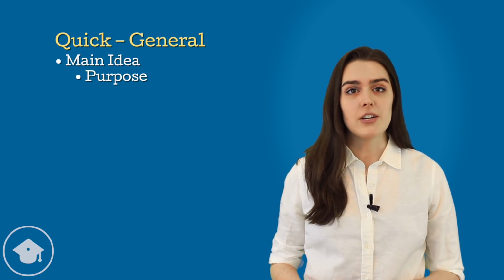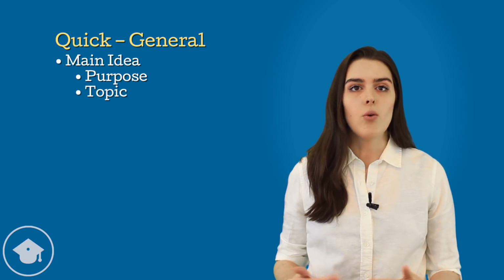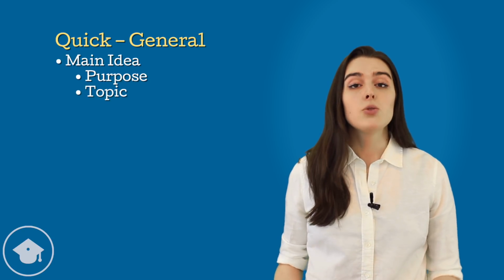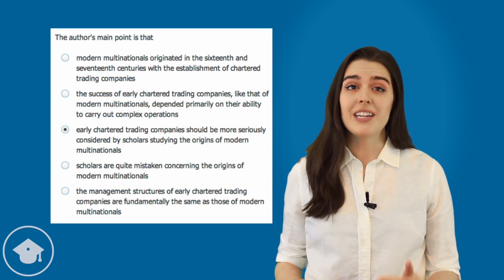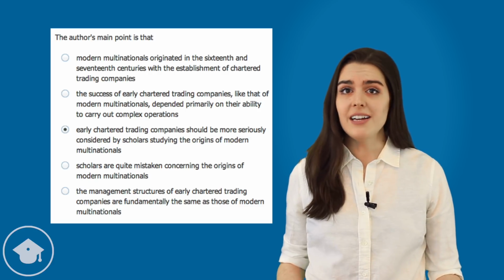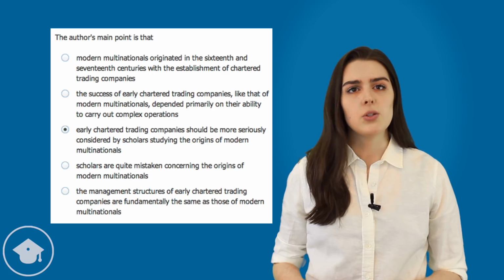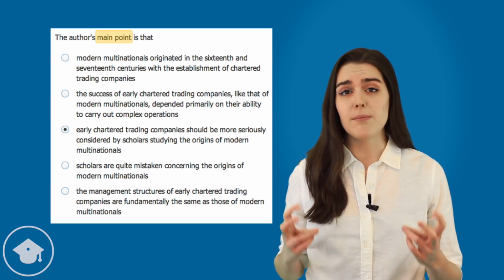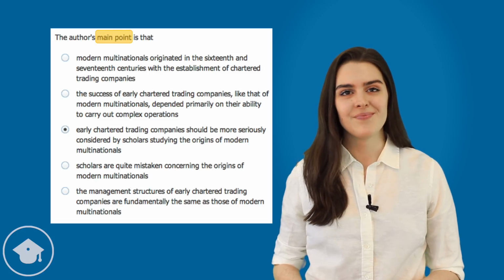The other form of main idea questions deal more directly with the topic of the passage. So rather than why is the passage written, these questions ask what the passage is about. Now, these questions are somewhat easier because they're more specific to the passage. They use the language from the text to explicitly state what the passage is about. We can recognize these questions because they use phrases like main point in the question stem and have more precise language in the answer choices.